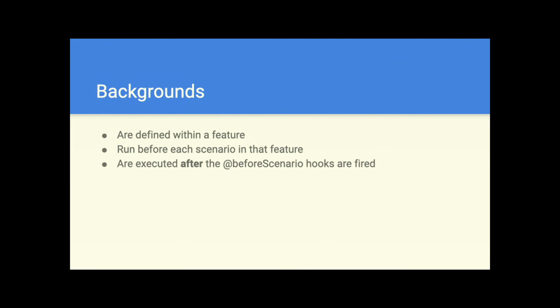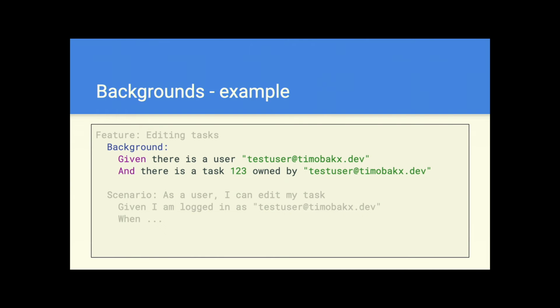Backgrounds are a specific type of scenario. They are defined within a feature. They run before each scenario inside that feature. So it's like a generic setup. And they are executed after the before scenario tags are fired. An example is this. You define your feature for editing tasks, and each scenario inside that feature should have a user and a task that is created by that user that we can use in further testing. This way, we don't have to put these two lines in each and every scenario that we write in this feature.